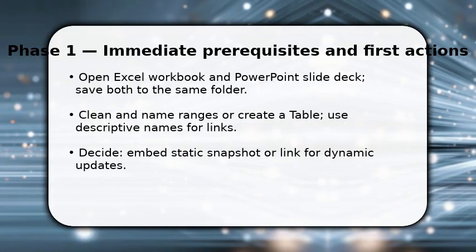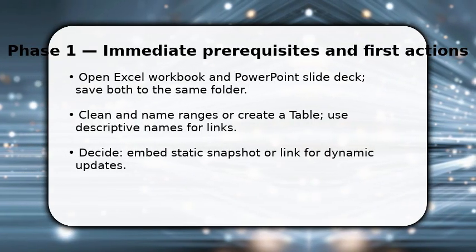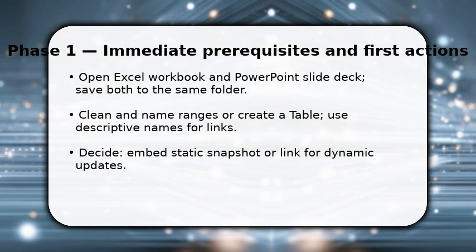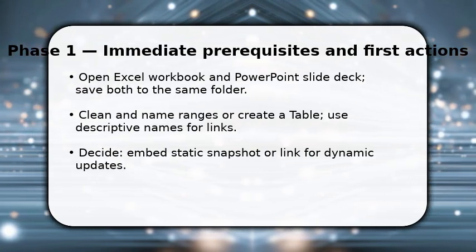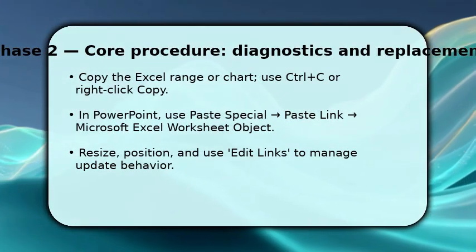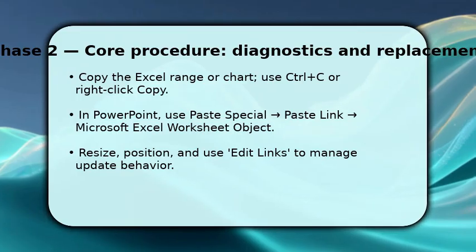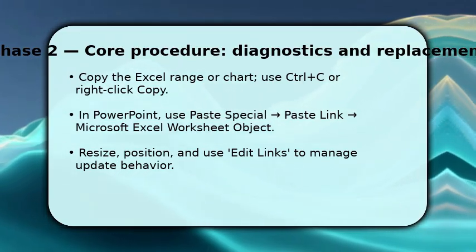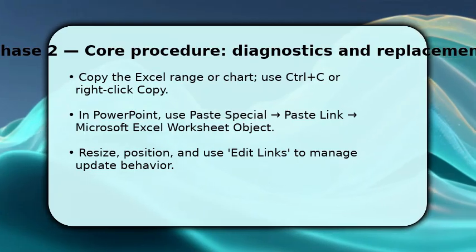Decide early whether you want an embedded snapshot or a linked object for live updates, because that choice affects later steps and how updates propagate. Copy the exact Excel range or chart you need. Use Ctrl+C and then switch to PowerPoint. Use Paste Special and choose Paste Link as a Microsoft Excel worksheet object. This creates a live link rather than a static image.